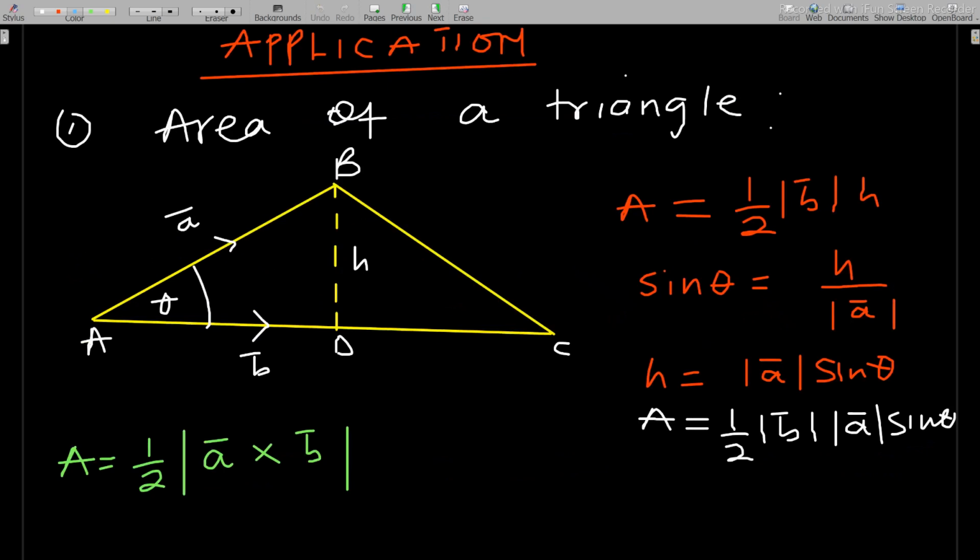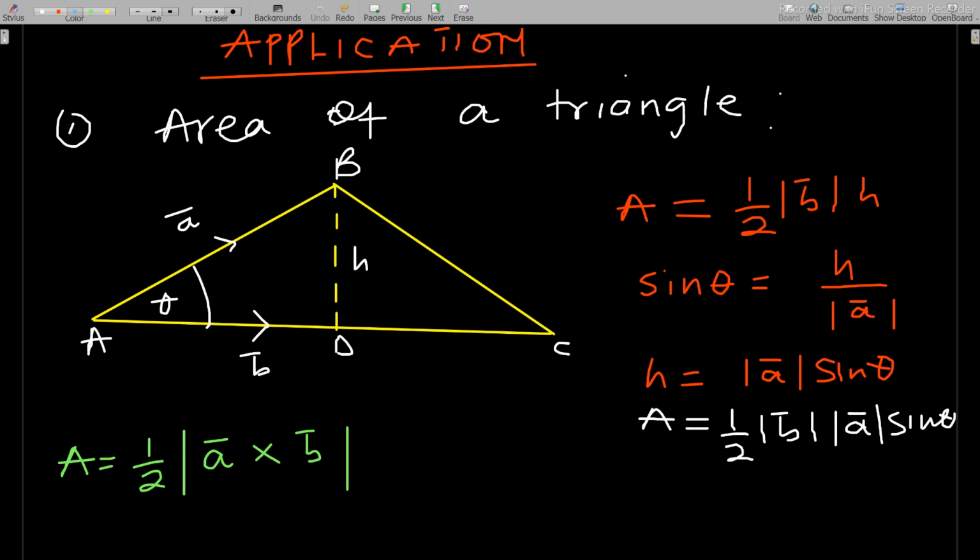So, application of cross product. We apply cross product in the area of a triangle. With the area of a triangle, realize that if I represent two sides of a triangle, these sides, this side and this side, by two vectors a and b, then the angle between them is theta. Now I want to find the whole area of the triangle, so I'm supposed to find the height.